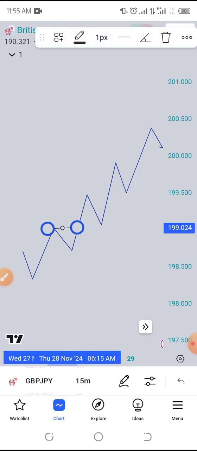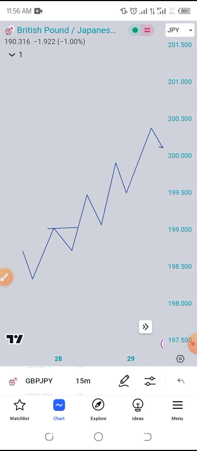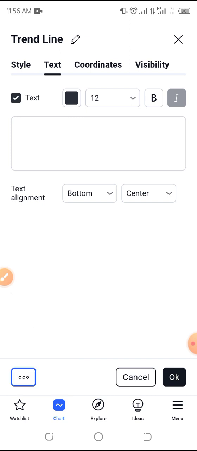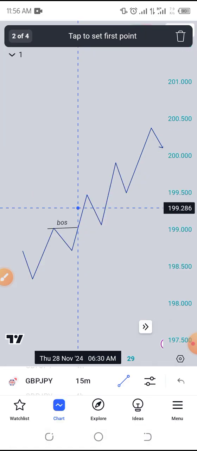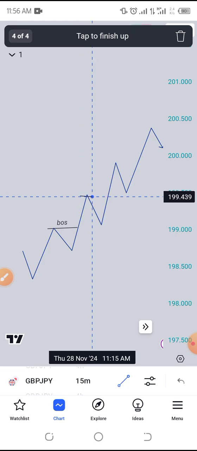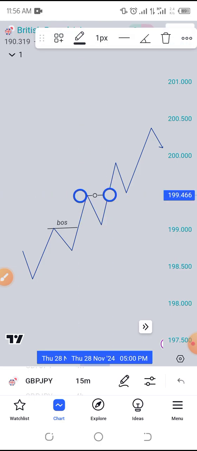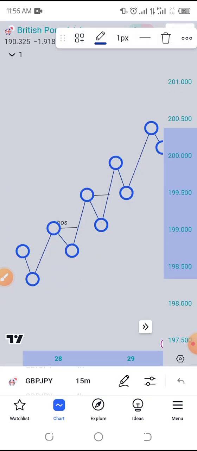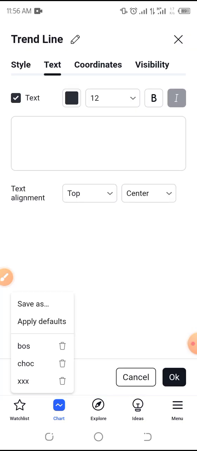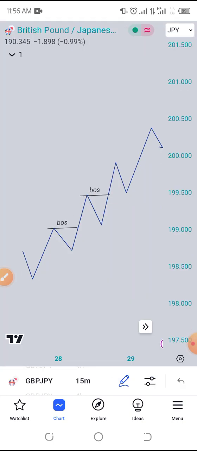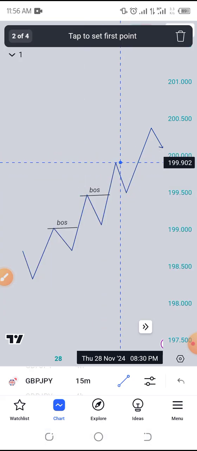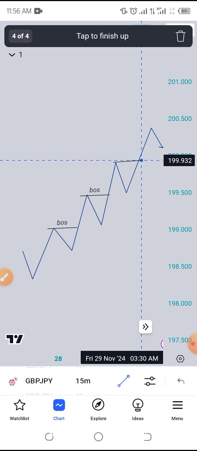So this level to which the market broke to the upside is our break of structure, right? That's our break of structure. Now this is another break of structure. This high where it broke out from this level to the upside is our break of structure. This is our break of structure, as you can see. Now this other high where the market broke to the upside is also our break of structure.